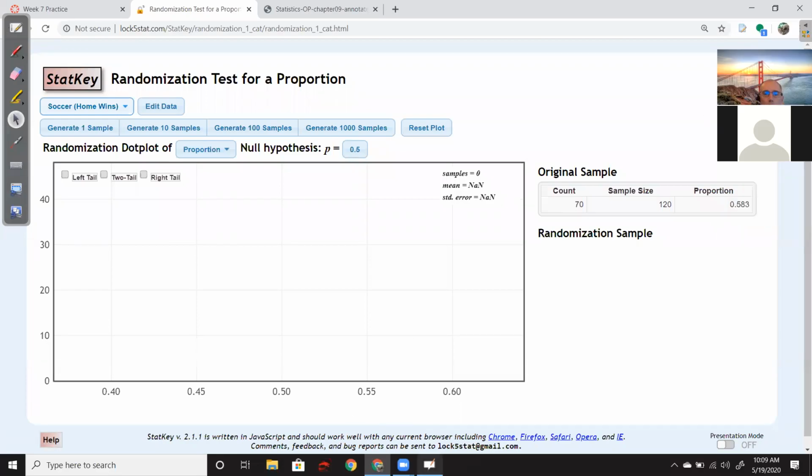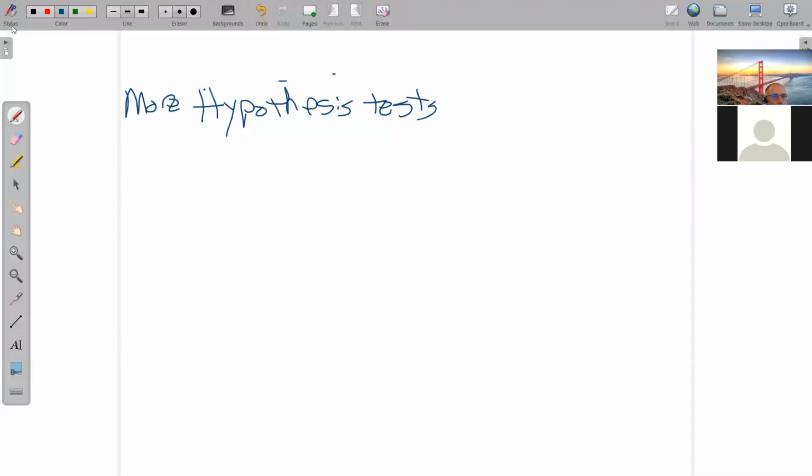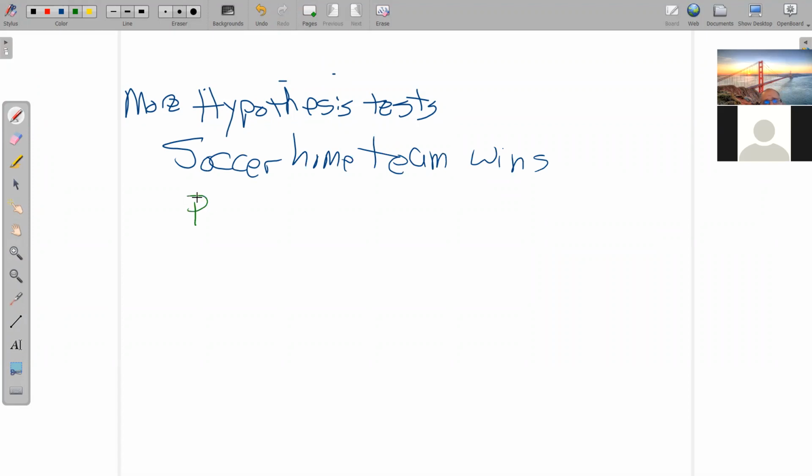All right, so proportion. We're going to take a look at soccer home team wins. Many believe that there's a home team advantage, and there's some data that supports that. So we're going to look at an example of that. Our population proportion, P, would be the proportion of home team wins.